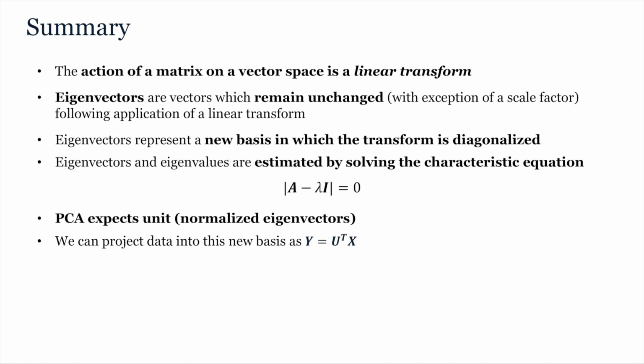So in summary, the action of a matrix on a vector space is a linear transform, where eigenvectors are vectors which remain unchanged with the exception of a scale factor following this transformation, and therefore they represent a new basis in which that transformation is diagonalized. To estimate eigenvectors and eigenvalues, you must solve the characteristic equation, where you will be expected to know how to do this by hand for 2x2 matrices. Don't forget, therefore, that PCA requires unit eigenvectors, and so if you're asked to present your eigenvectors in this form, you will need to normalize them.